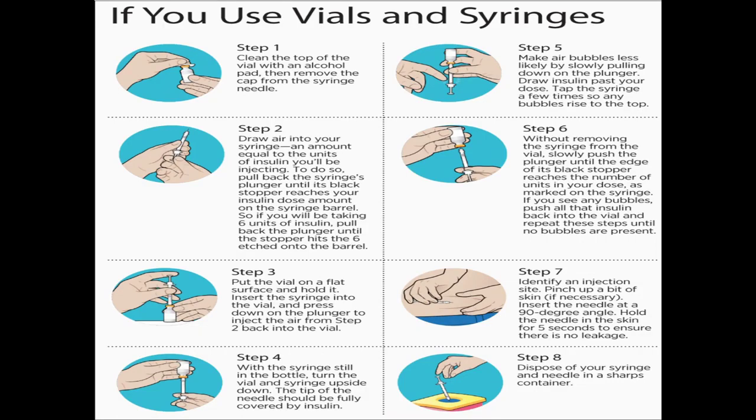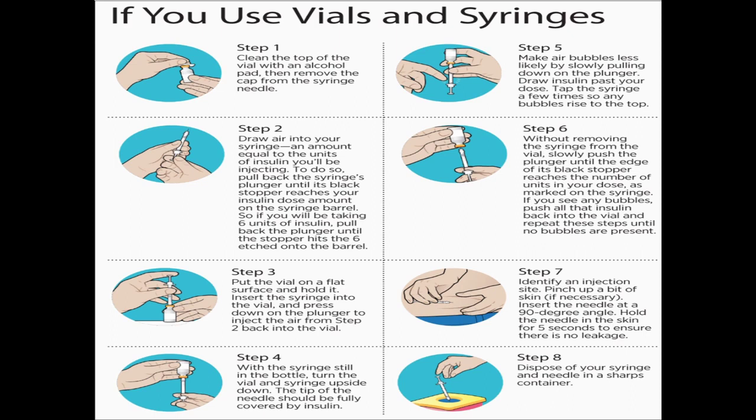Step 6. Without removing the syringe from the vial, slowly push the plunger until the edge of its black stopper reaches the number of units in your dose as marked on the syringe. If you see any bubbles, push all the insulin back into the vial and repeat these steps until no bubbles are present. Step 7. Identify an injection site.